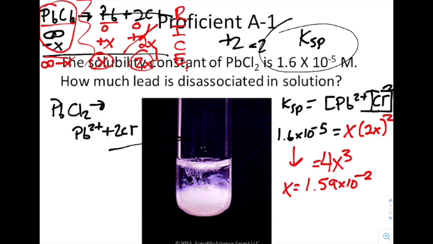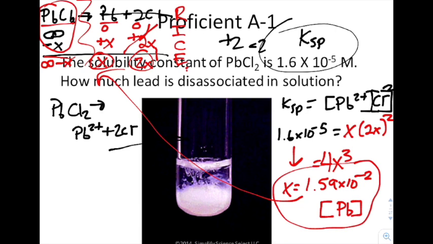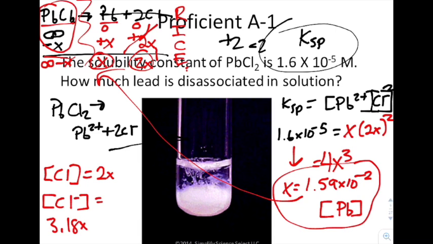So now what does X mean? We go back to our RICE chart, which says that lead was X. So this right here represents the concentration of lead. But the concentration of chlorine, which it doesn't ask for in this case, is 2X. So if I want to figure out the concentration of chlorine, I take my X value and multiply it by 2, and that would give me something like 3.18 times 10 to the minus second. Now, I purposefully did not put units here because we haven't really talked about these units, and that's actually what we're going to do next.